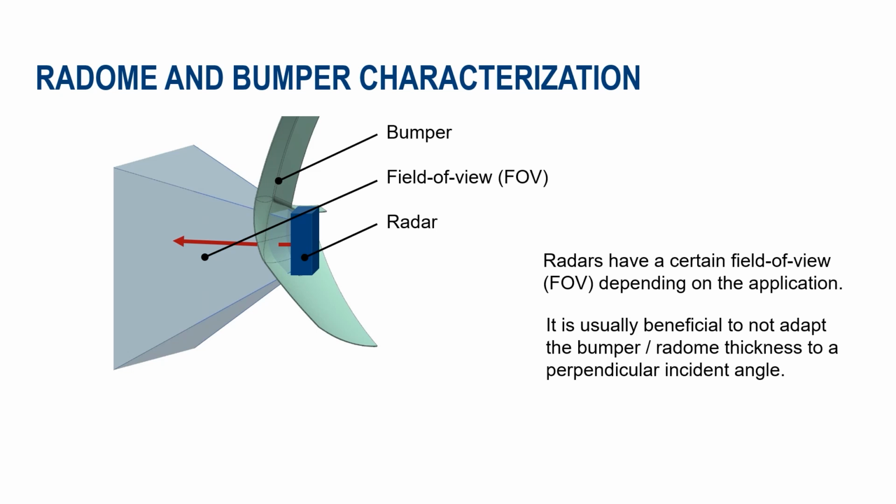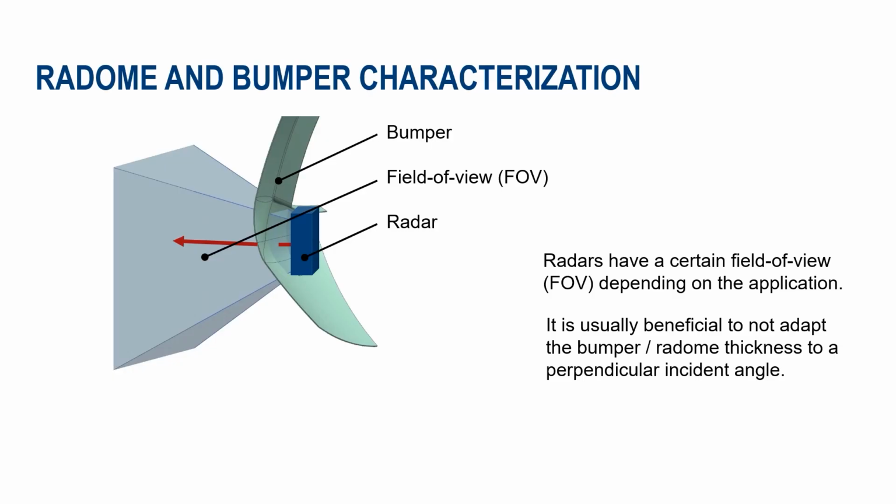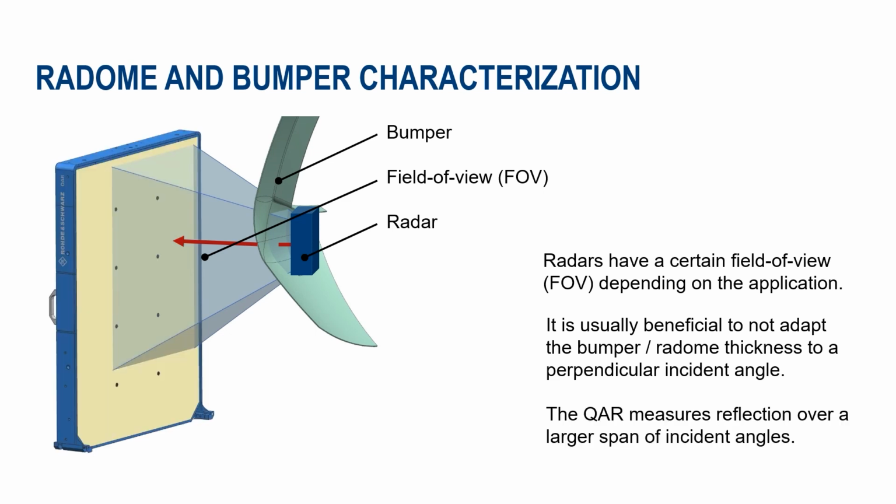So when a radar is mounted in the vehicle, it also has a certain field of view. Front-looking radars usually have a field of view of plus minus 10 degrees, and side-looking radars, for example, have a field of view of plus minus 60 degrees. So when the QAR measures a bumper or a radome, it also has a certain field of view. One cannot say that this measurement method is wrong because it does not only use perpendicular measurement angles. So depending on what one wants to compare, both measurement methods of the QAR are correct.